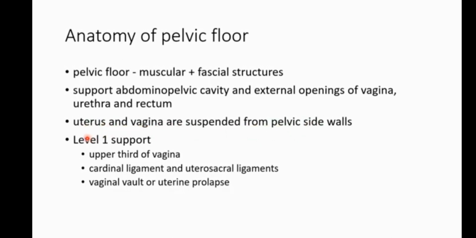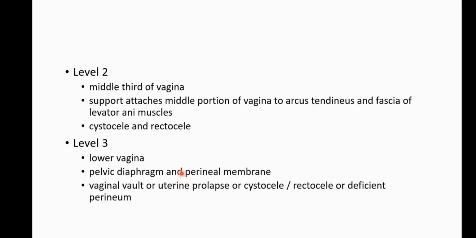Now, what is level 1 support? It is actually the upper third of the vagina, which is supported by the cardinal ligament and the uterosacral ligament. And if there is failure of it, then it can cause the vaginal vault or the uterine prolapse.